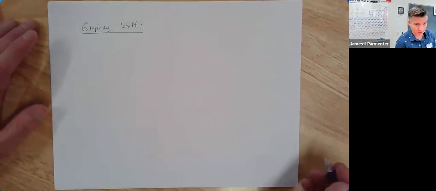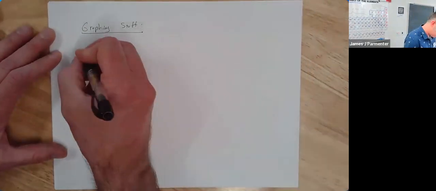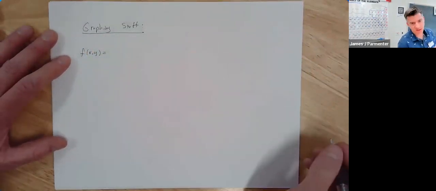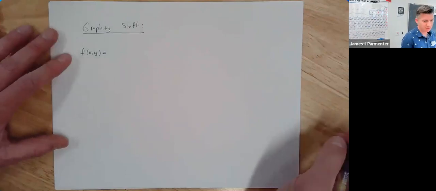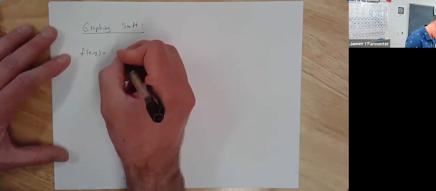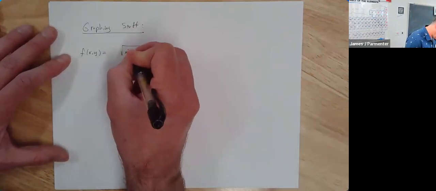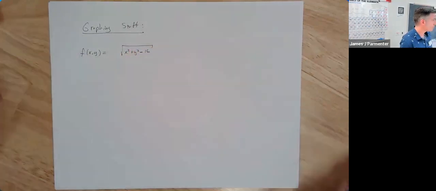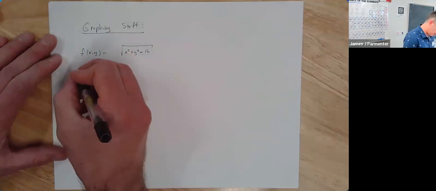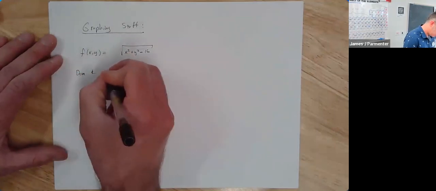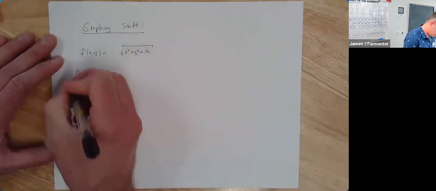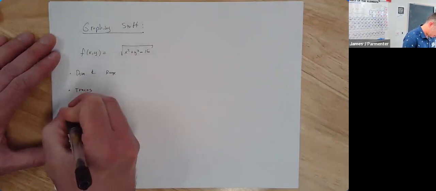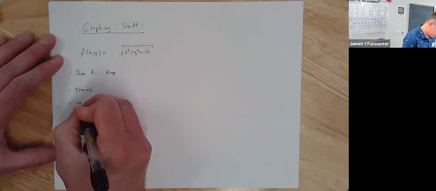So I might say something like, here's a function, f of x comma y equal to, do I really want to do that one? I don't love that one, but it's fine. Let's make it equal to the square root of x squared plus y squared minus 16. Let's find the domain and range. Let's also talk about some traces and some level curves.